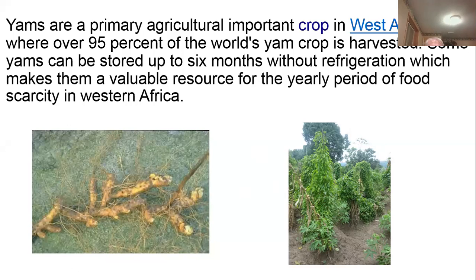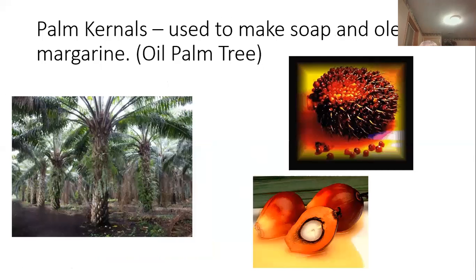A crop that's grown to be sold, so we call that a cash crop, is the palm kernels, which you see over here. Here's a palm kernel. It's used to make soap and oil margarine. The kernels grow up in the oil palm tree that you can see over here, a little grove of them. Palm oil, as I said, is used in making soap and oil margarine. And Nigeria is the world's leading exporter of these palm oil kernels.